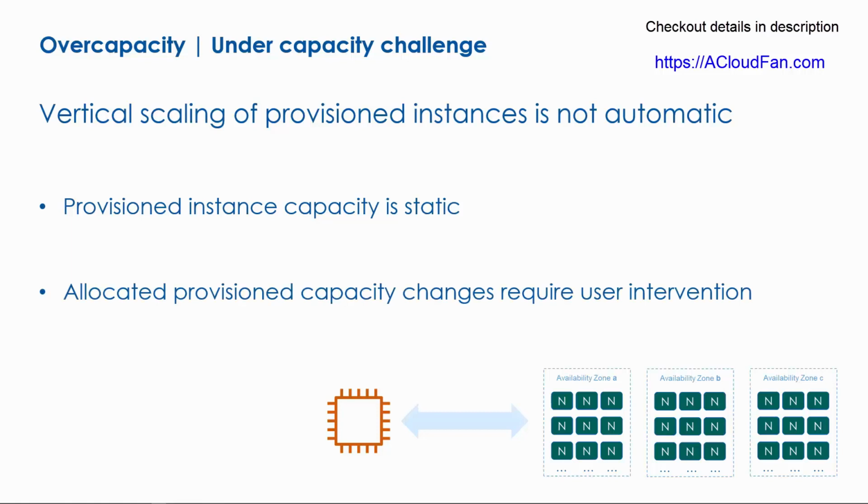To avoid capacity challenges under heavy load, users may just use larger instances, but this will lead to overcapacity challenge. That is, user will pay for capacity that will not be used at all times. This is the problem that Aurora Serverless addresses by offering automatic vertical scaling for the compute in the Aurora cluster.